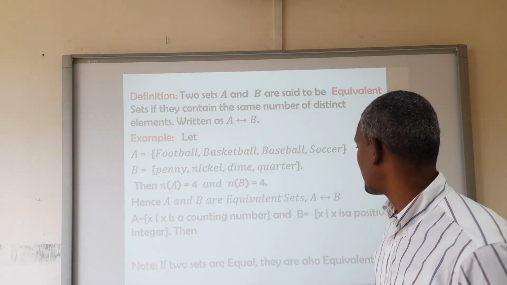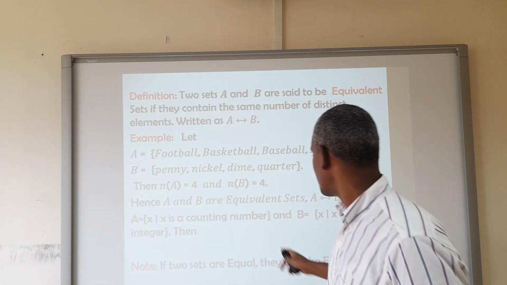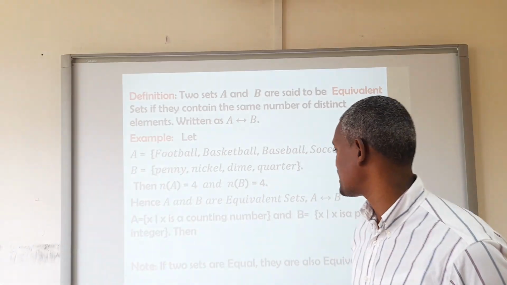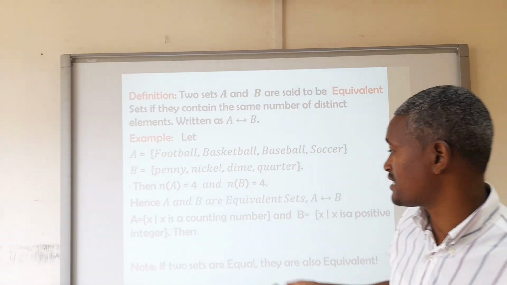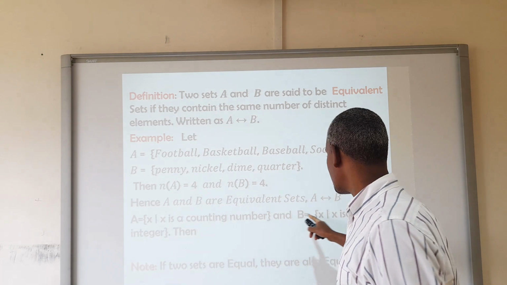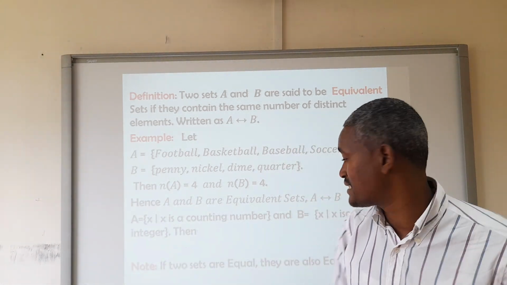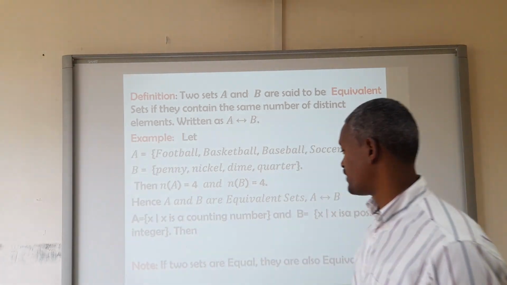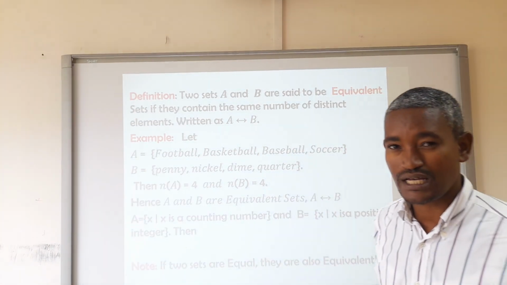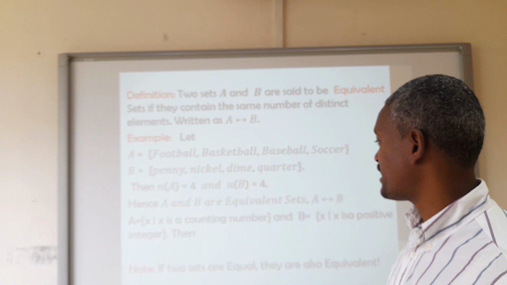Say x is a counting number in one set, and x is a positive integer in another. These are also equivalent sets, so A and B are equivalent. If two sets are equal, then we can say that they are equivalent.